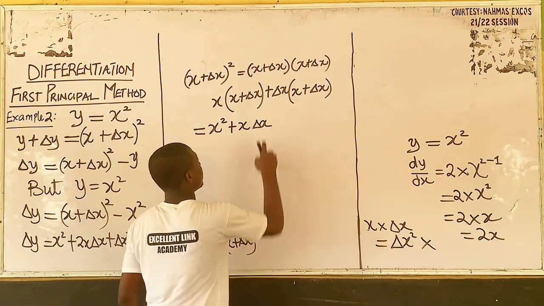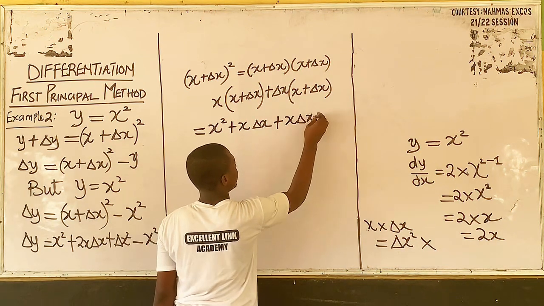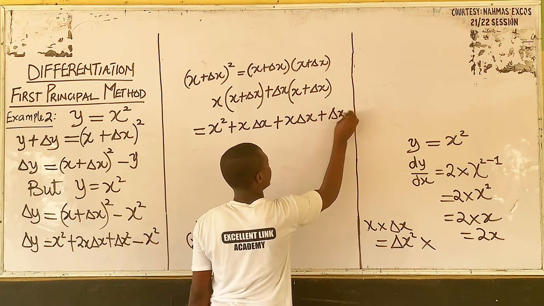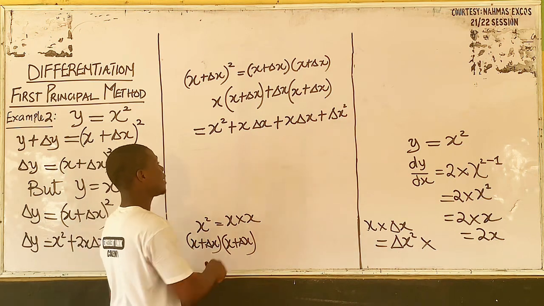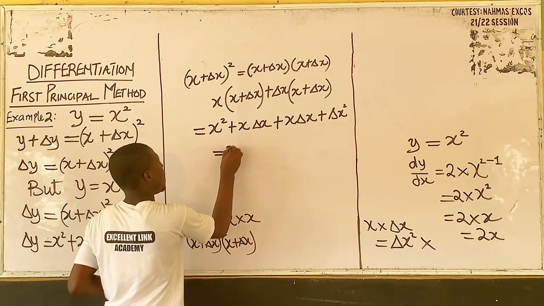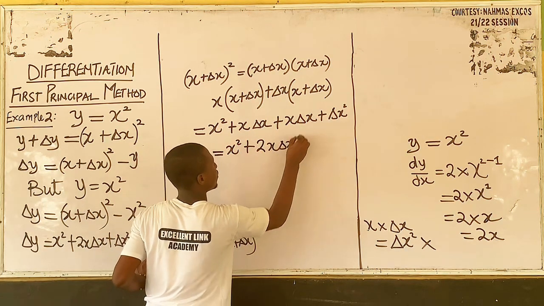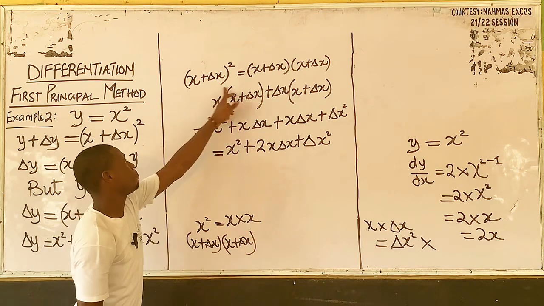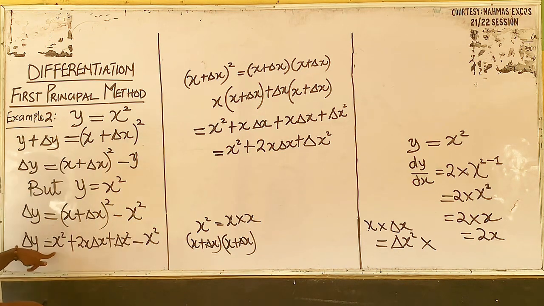Correct, I have this. Plus x change in x times x is what? x change in x. Next up, plus change in x times change in x, I have change in x squared. From here, I can see like terms, of course, x change in x and x change in x. So I'll combine them together. So I'll have x squared plus, this is 2 of it, 2x change in x plus change in x squared. So on evaluating this problem, this answer is what I have here, as you can see.